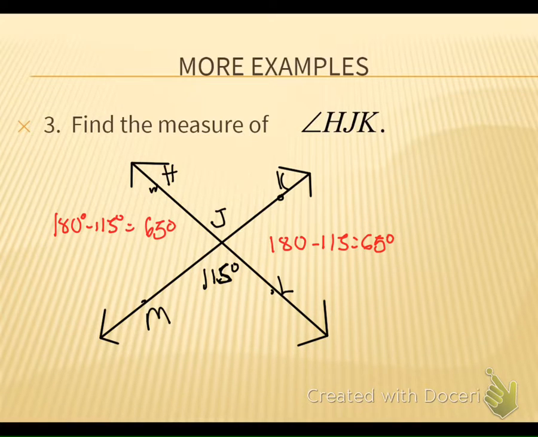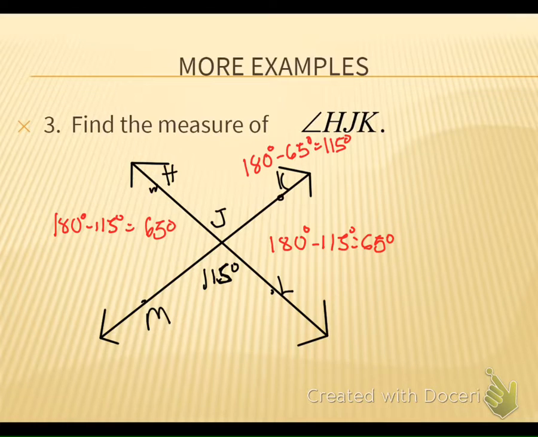Okay, so how do I find the measure of angle J? Yep, we can subtract 65 from 180 because now we have linear pairs going the other direction. And what value do we get? 115. Okay, so this is what I think Natalie was saying a second ago.